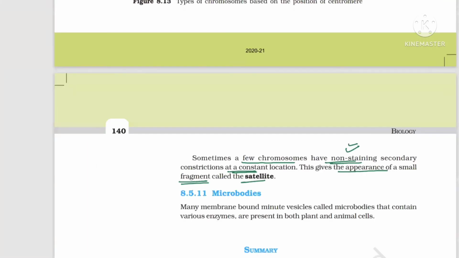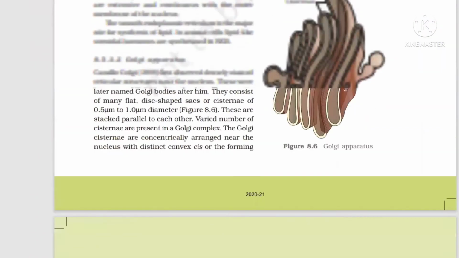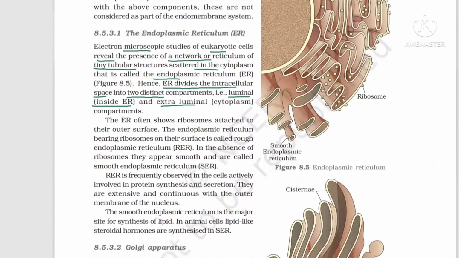Clear? Now let us see here. Electron microscope studies of eukaryotic cells reveal the presence of a network, also known as reticulum, of tiny tubular structures scattered in the cytoplasm called ER, which divide the intracellular space, meaning inside the cell cytoplasm area where it is present, into two compartments: the luminal compartment, which is inside the ER, and the extraluminal, which is the cytoplasm. The two compartments are there.